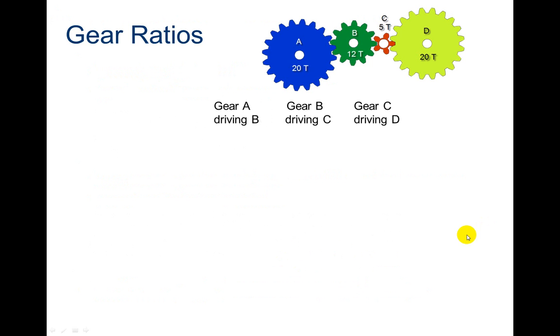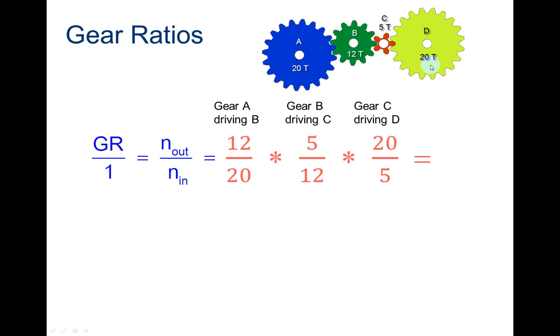So here I have a longer gear train. I have A to B, and then B to C, and C to D. We're still using gear ratio. We only have the number of teeth, so we're going to use that: number of teeth out divided by number of teeth in.